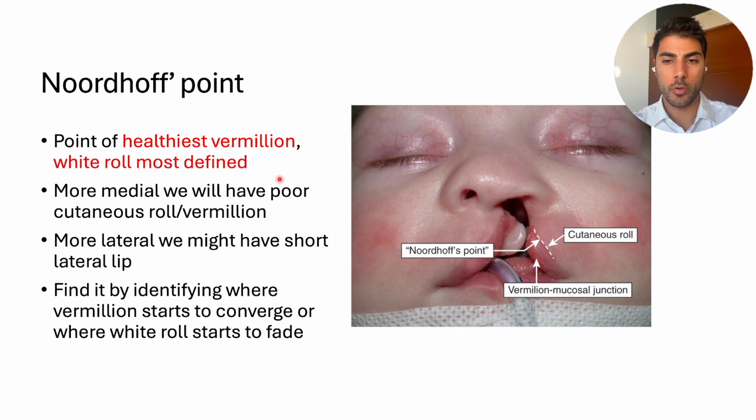So what is the Nordhoff point? It's the point of the healthiest vermilion, and it is where the white roll is the most defined. As you can see here, this point is where the vermilion is the healthiest. We have the thickest portion of it, and where we have the white roll most defined. And the reason why we want 0.8 that we talked about earlier to be the Nordhoff point, where it has these properties, is because it will become the Cupid's bow.